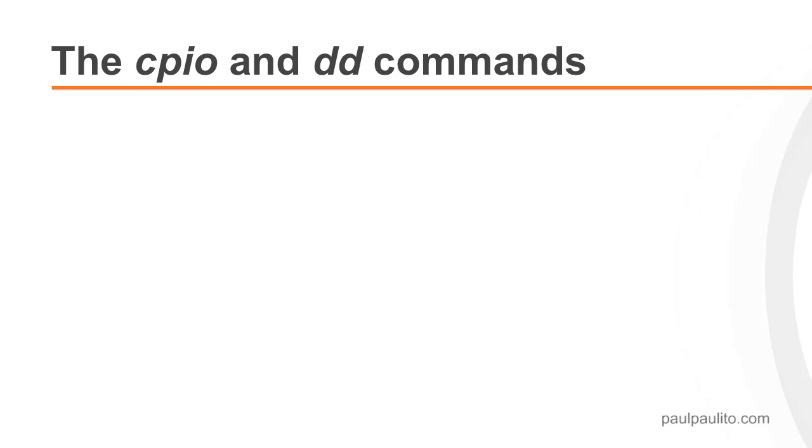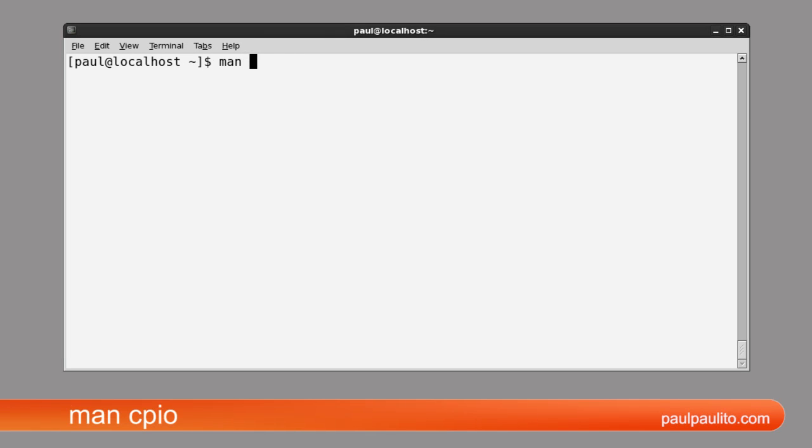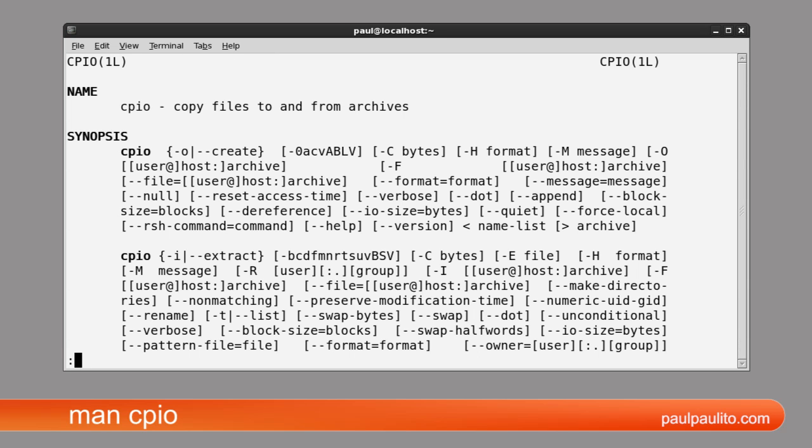The CPIO and dd commands. The CPIO command is used to create and extract archives or to copy files from one directory to another directory in our file system. CPIO is different from tar in that it does not come with a compression option, so you must employ gzip or bzip2 if you desire compression.